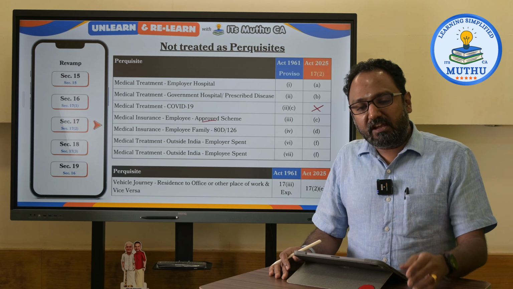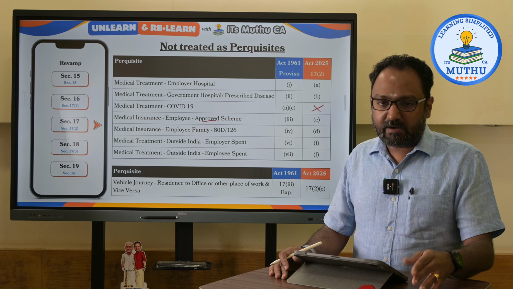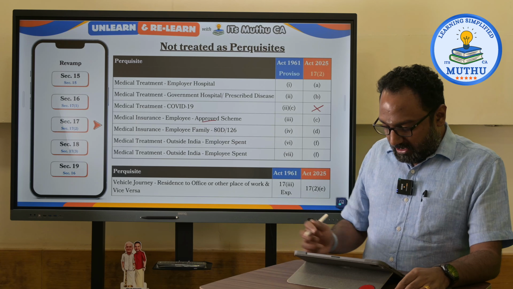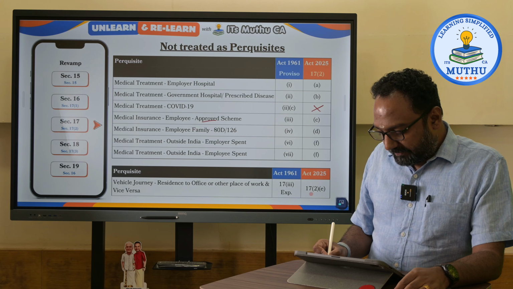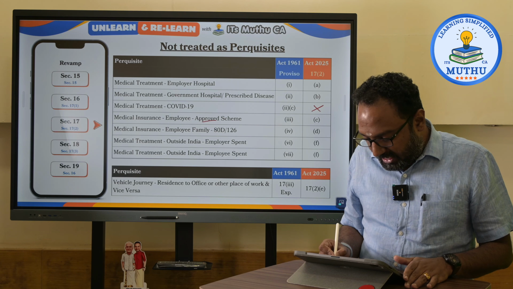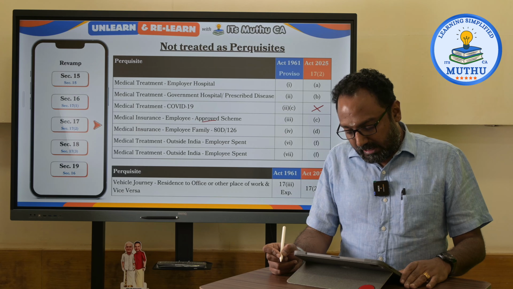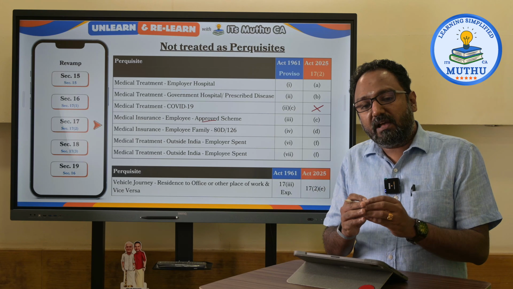So when you're using a vehicle exclusively for office travel, residence to office or residence to client place and return journey, now this is covered in 17.2e. So the explanation is now moved to 17.2e, right? 17.2e. So this is the change here.